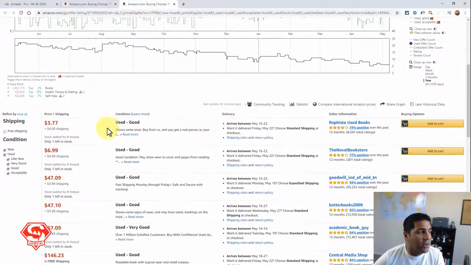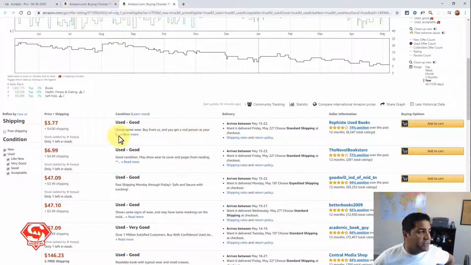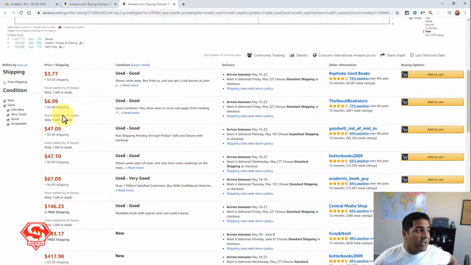And there are no FBA offers. Look at that. Wow, this is a really good book. This is what I'm talking about. These guys are probably priced too low. You've got 2 guys priced very low, and then the price goes all the way up to $47. So you could buy it and list it at $47, and you'd be priced well below even other merchant sellers, and do well with it.